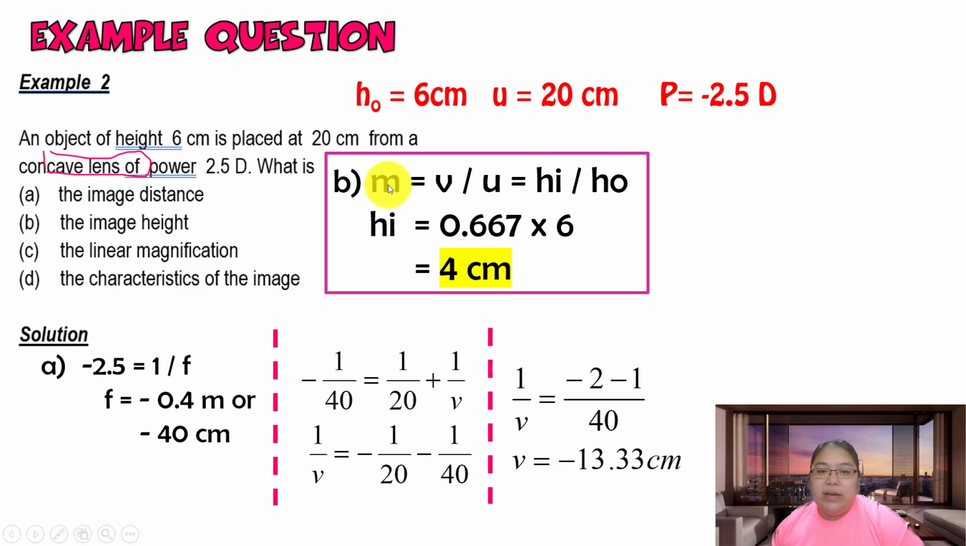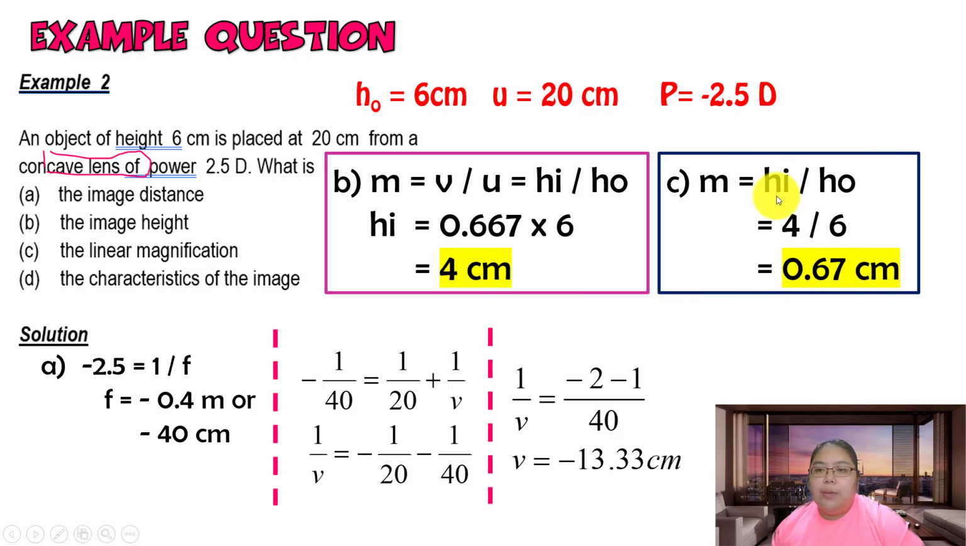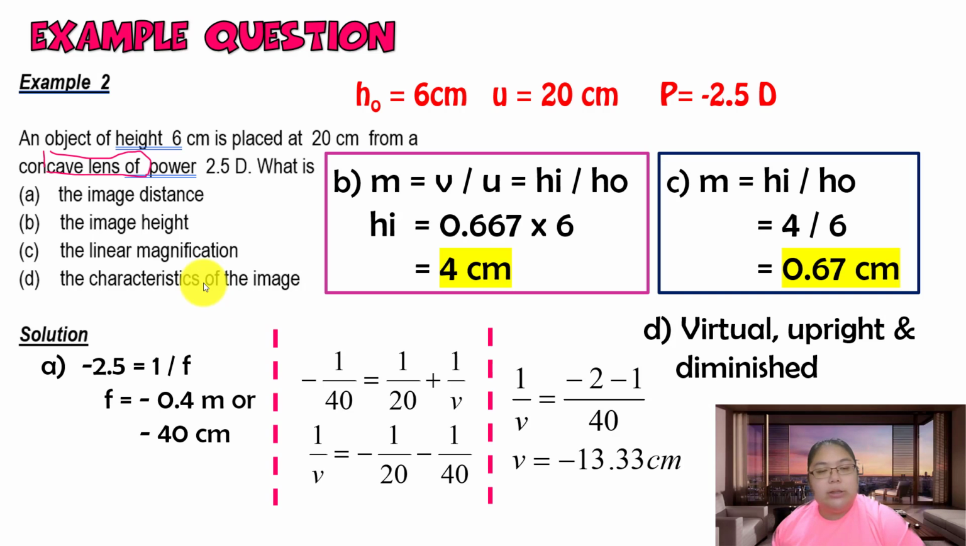Okay, because for magnification, we don't have any negative, so we just ignore. So we get 0.667 multiply HO. HO is 6 cm. So I get 4 cm. Okay, so from here, I make sure it's diminished, because object height 6 cm, image height just 4 cm. So they become smaller. Okay, now they want to find the linear magnification. So it's the same thing. M equals HI over HO, 4 over 6, 0.67. Okay, if you don't want to use this one, you can use V over U. It's the same answer. Okay, last one, characteristic. It's virtual, upright, diminished.